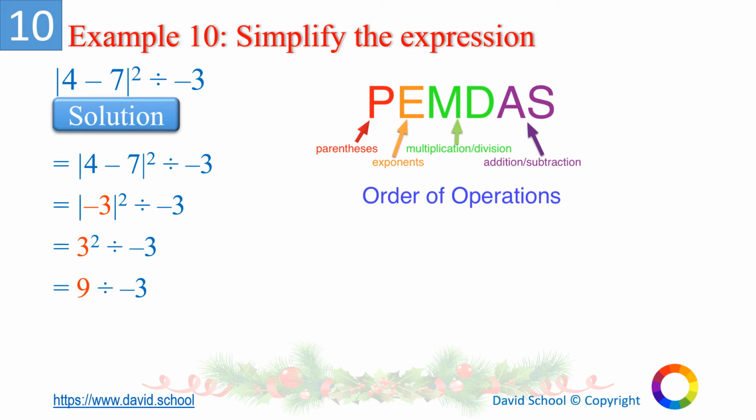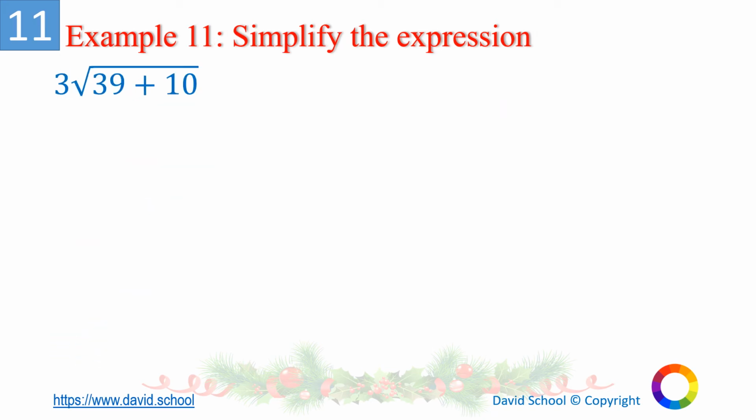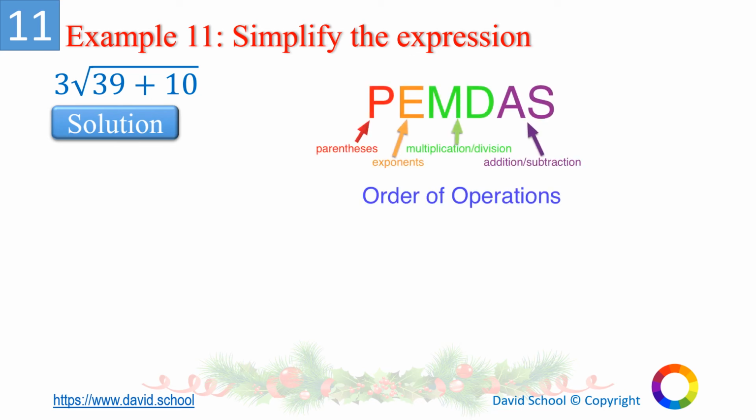We'll see one last example. Example 11. Here, the radical symbol or square root also acts as a grouping symbol. Square root of 39 plus 10, which is square root of 49. Square root of 49 is a perfect square, which is equal to 7. 3 times 7 is 21.